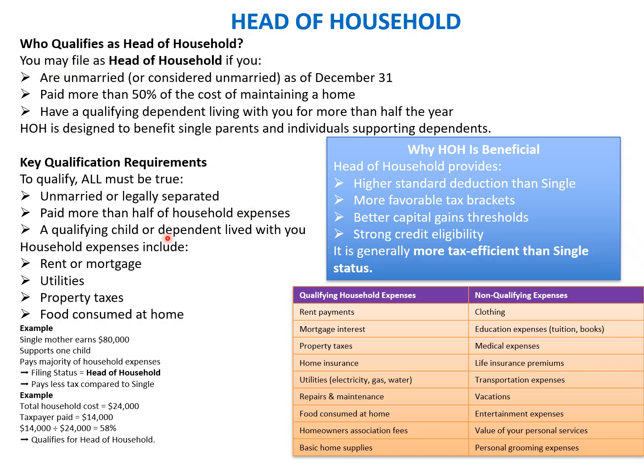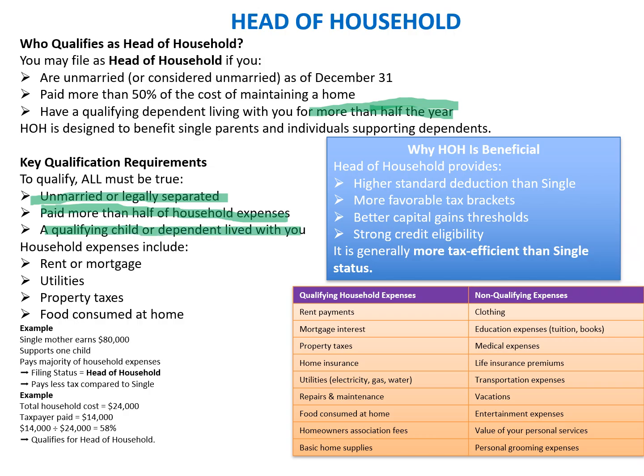You may file as a head of household if you are unmarried or considered unmarried as of 31st December, paid more than 50% of the cost of maintaining a home, and have a qualifying dependent living with you for more than half of the year. This is very, very important: you have a qualified dependent and he is living with you for more than half of the year. If you qualify on all this, then you are qualified to file the return as HOH. HOH is designed to benefit single parents and individuals supporting their dependents. So the key qualification criteria are: unmarried or legally separated, paid more than 50% of the household expenses, and a qualifying child or dependent living with you.